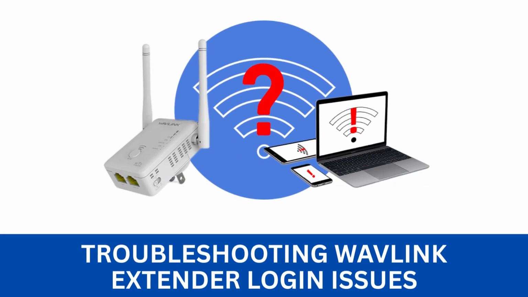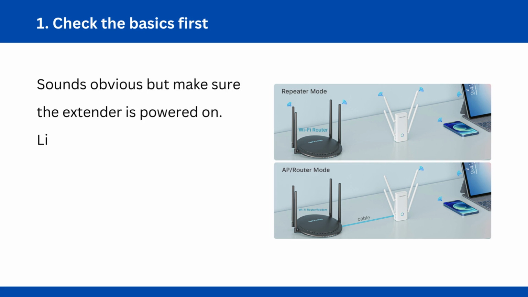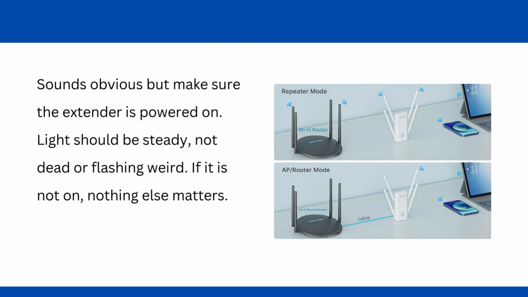Troubleshooting Wavlink extender login issues. 1. Check the basics first. Sounds obvious, but make sure the extender is powered on. Light should be steady, not dead or flashing weird. If it is not on, nothing else matters.